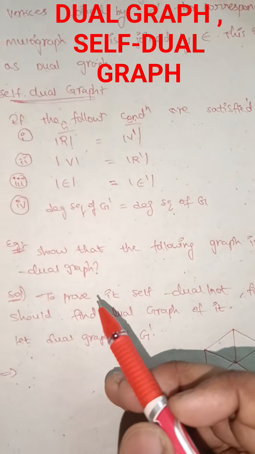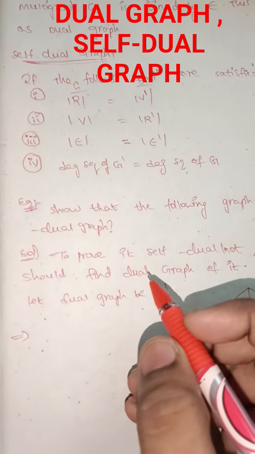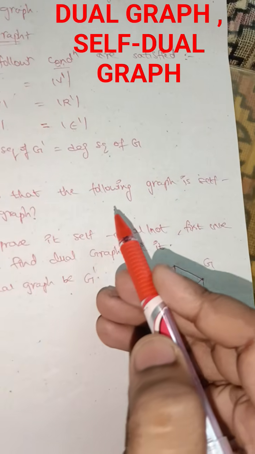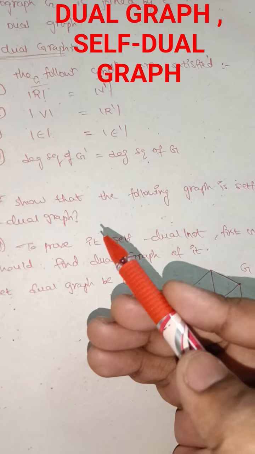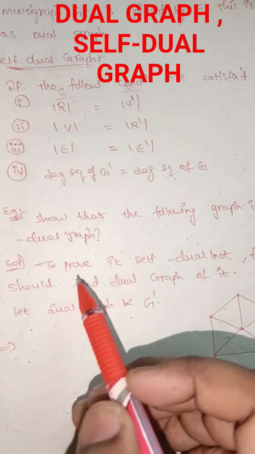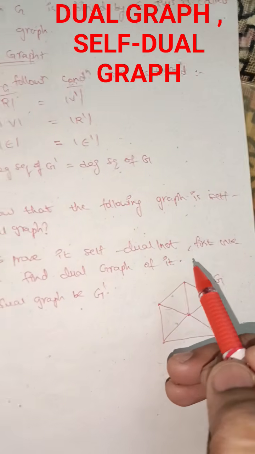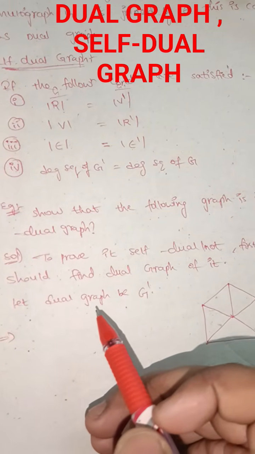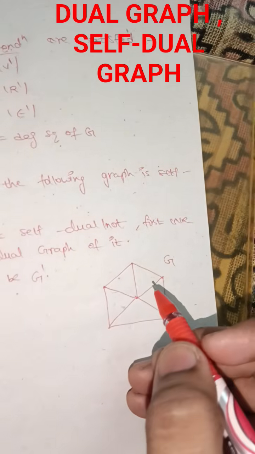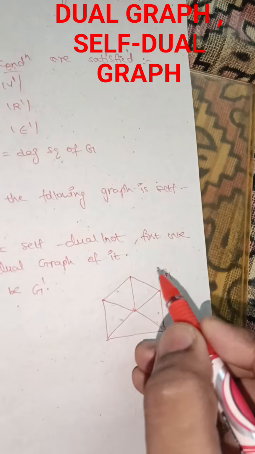So now let us discuss one example. The example is: show that the following graph is a self-dual graph. To prove it is a self-dual graph, first we should find the dual graph of it. Let the dual graph be G dash. Now the given figure is this. This is the original graph G.